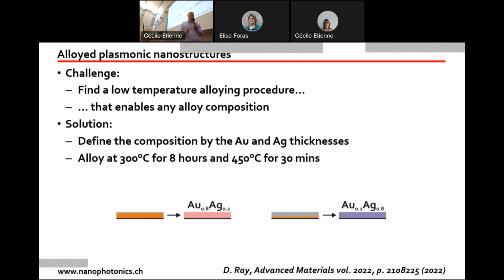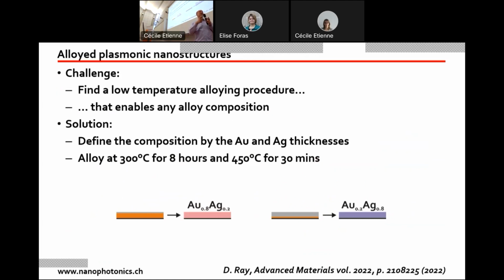What's also interesting in that approach is that you can just determine the composition by determining the thickness of the material you put. You can put 80 nanometers of gold, 20 nanometers of silver, and then you have an alloy which is 80% gold, 20% silver. Or you can put 20 nanometers of gold, 80 nanometers of silver, and then you have this type of alloy.